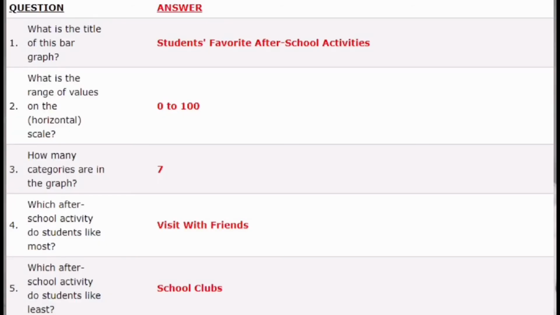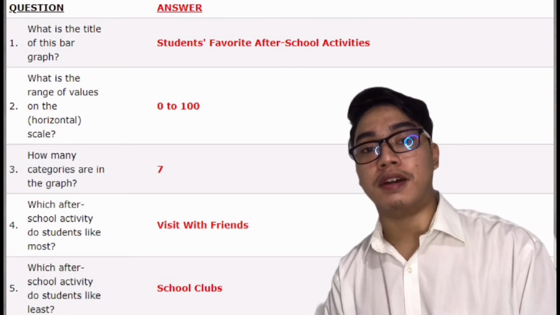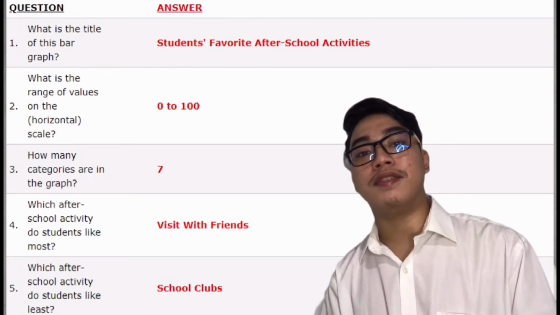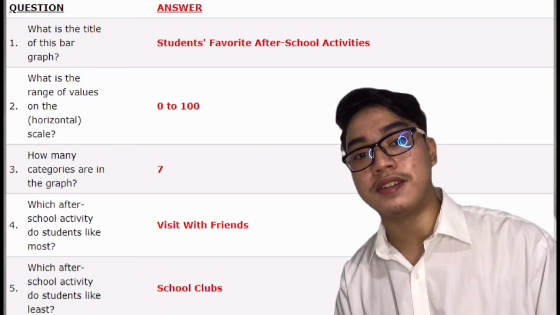Now that we have identified the parts of a bar graph, we can answer some questions about the graph and the sample problem. Question number 1. What is the title of this bar graph? The title of this bar graph is Students' Favorite After-School Activities.